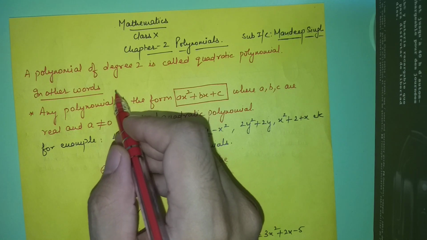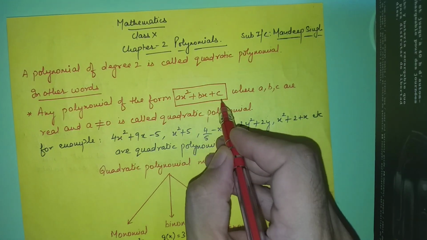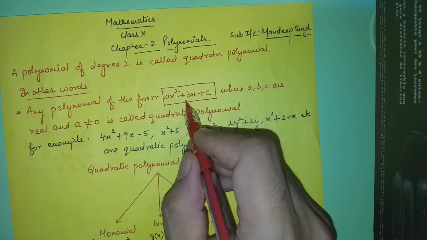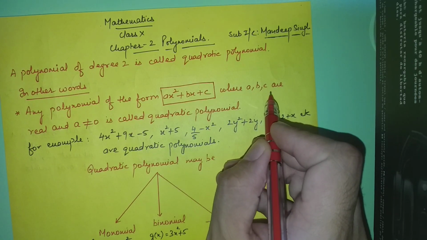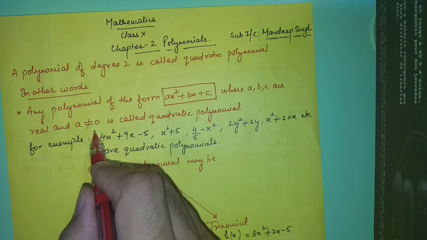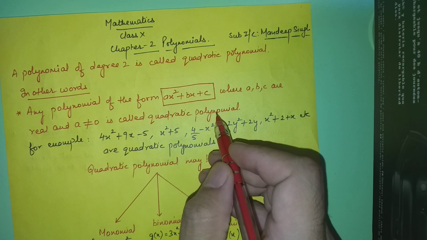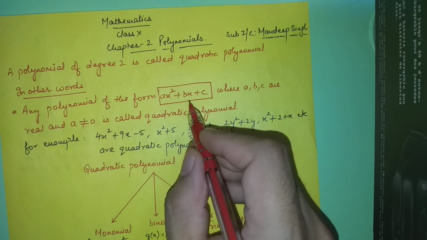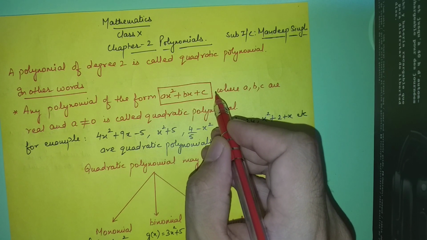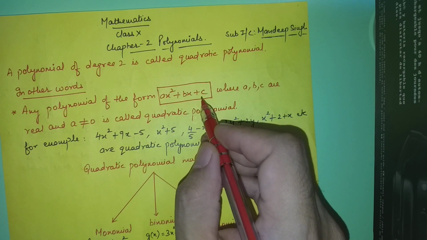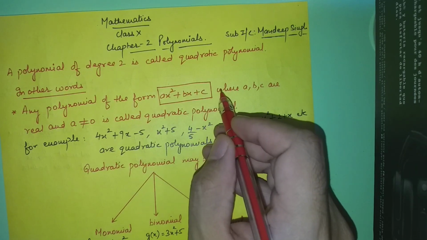In other words, any polynomial of the form ax square plus bx plus c, where a, b, c are real and a is not equal to 0, is called a quadratic polynomial. Keep in mind that this polynomial should not be equal to 0. If it becomes equal to 0, it becomes a quadratic equation. So never put this standard polynomial equal to 0.